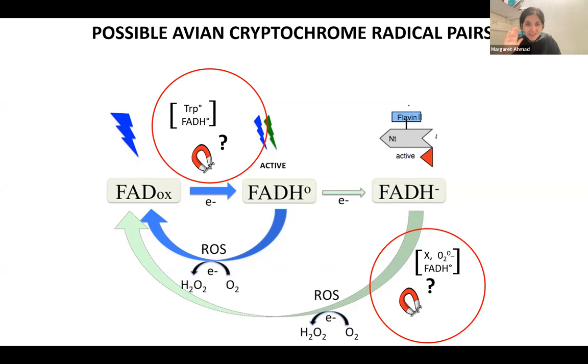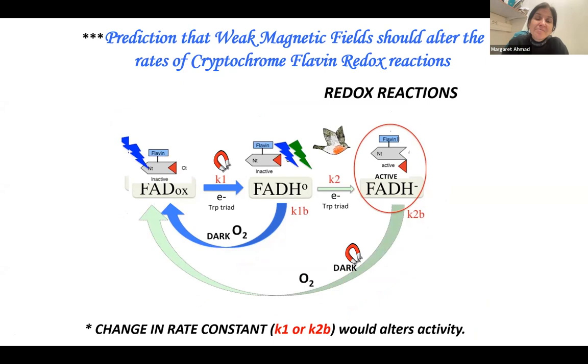Next slide. So the prediction of how weak magnetic fields should affect cryptochrome is by changing the rate constants. You see there are rate constants K1, K2, K1b, K2b. If you change any of these rate constants by a magnetic field, you will change the average biological activity of the receptor, and the bird will perceive it as a difference in the light intensity. So it's enough if either one of these reactions is magnetically sensitive to give you directional sensing. So let's look at K1.